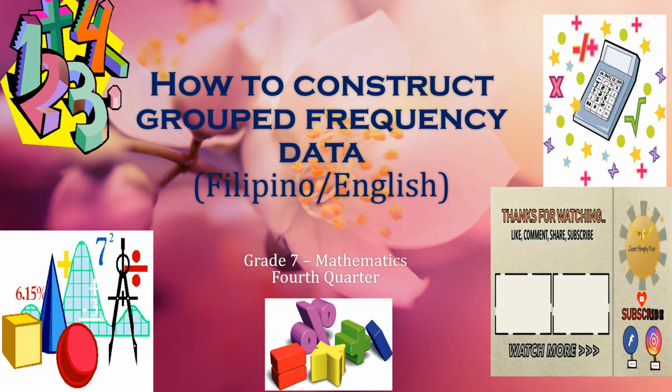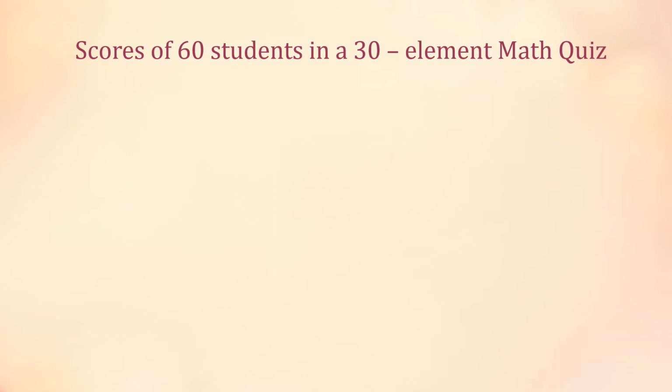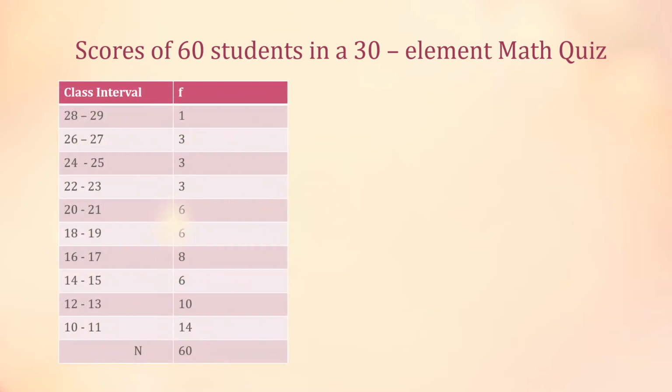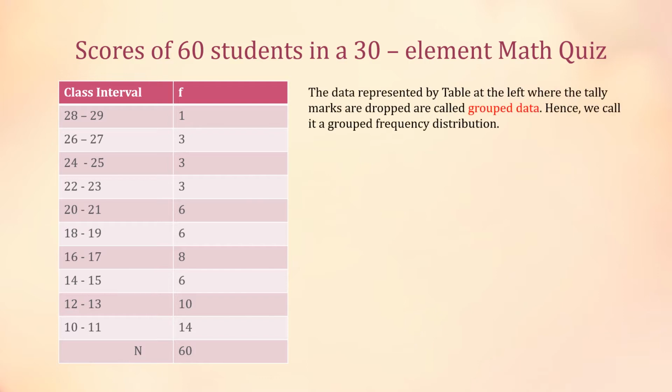Our lesson for today is how to construct grouped frequency data. And this is explained in Filipino and English for grade 7 mathematics 4th quarter. So we have here an example of the scores of 60 students in a 30-item math quiz. Okay, so we have here the class interval with a frequency. The data represented by the table at the left, with the tally marks, are grouped data. So these are grouped. Hence, we call it grouped frequency distribution.